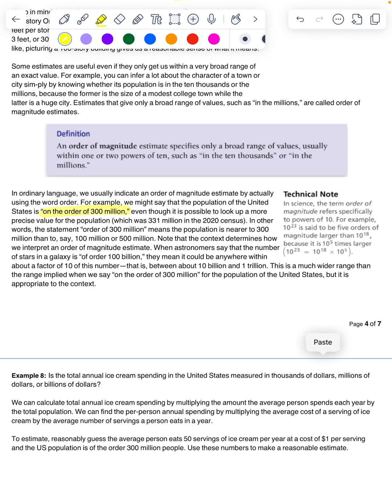When astronomers say the number of stars in the galaxy is of order 100 billion, it could be anywhere within a factor of 10, between 10 billion and 1 trillion. It's a much wider range than when we talk about on the order of 300 million, but it's appropriate because the numbers are so much larger that we can have a larger range.